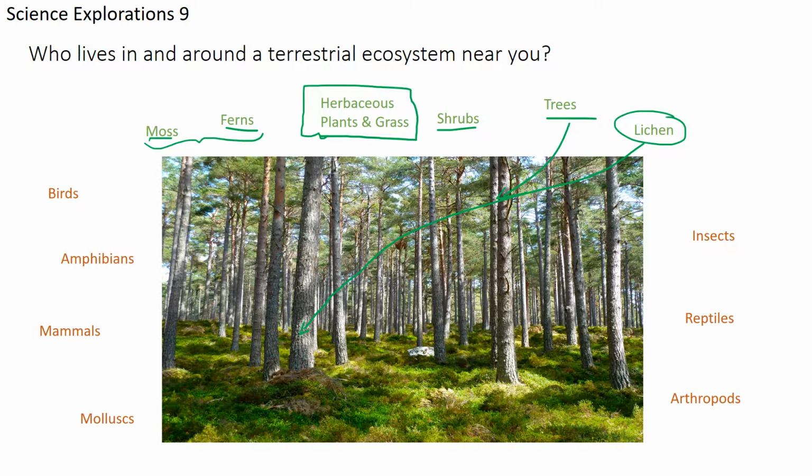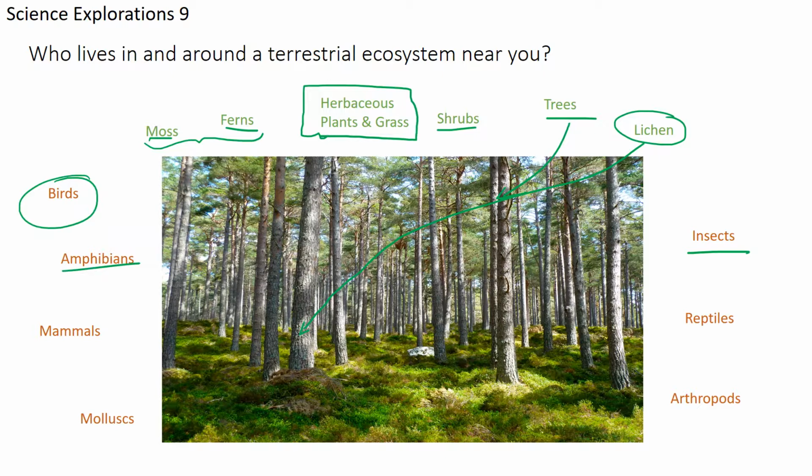Once we go through that, we've got many of the same larger organisms that you would see in an aquatic ecosystem living in a terrestrial ecosystem. Insects, by far the most common, beetles, and lots of other insects that live within wood and in the soil of a terrestrial ecosystem. And of course, we've got birds.